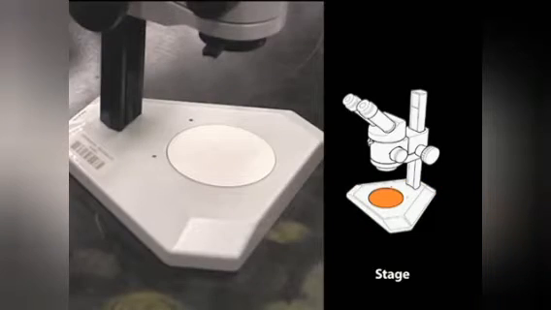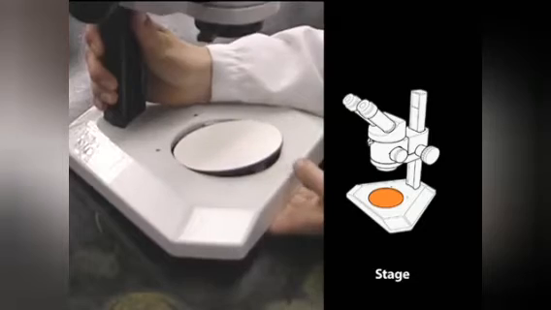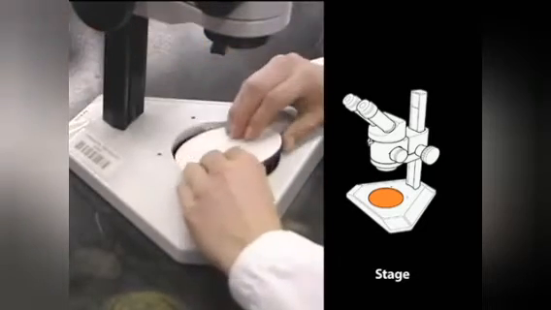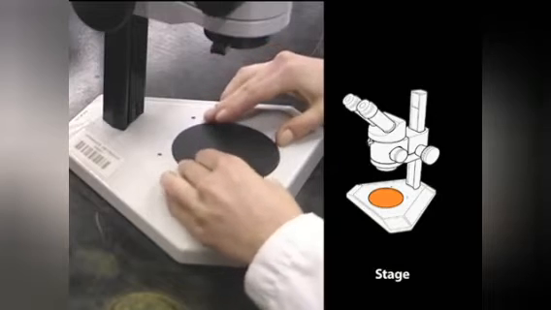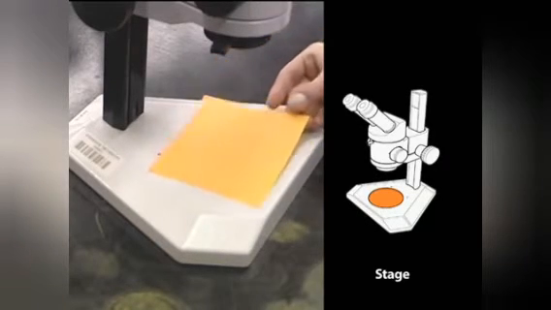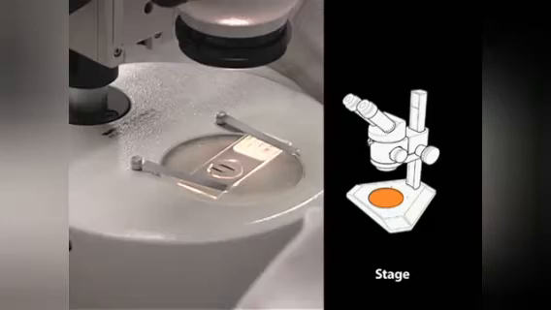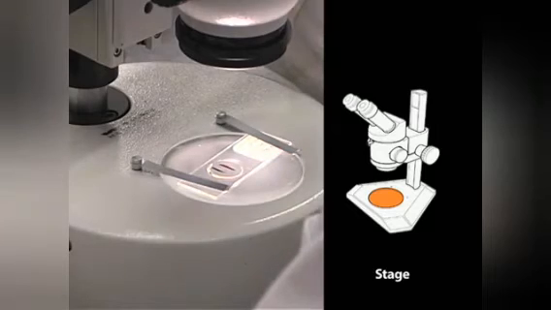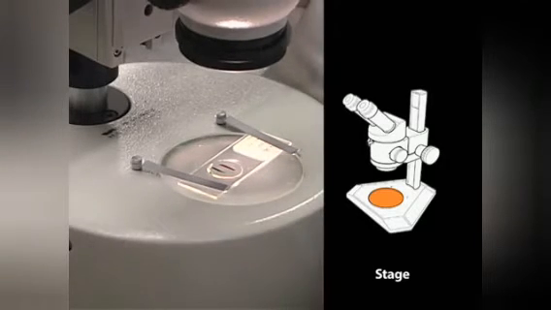The stage is where you place the object that you wish to view. The color of the stage may be important for you to clearly see the object. For reflected light, there is often a reversible stage plate. You can also place a piece of colored paper on the stage to change the background color. For transmitted light, the stage plate is usually frosted glass to diffuse the light evenly across the stage.